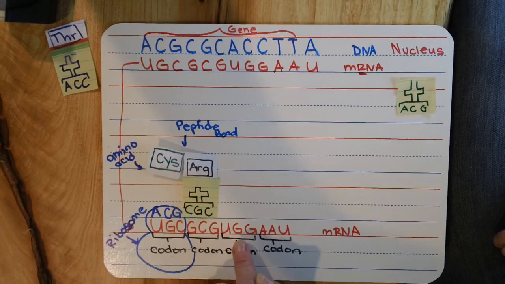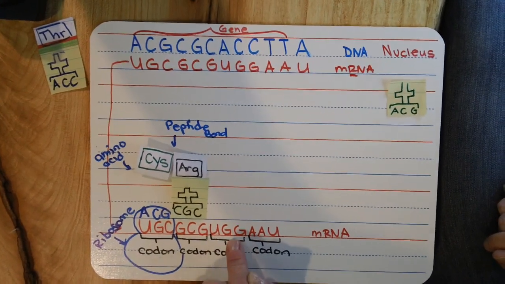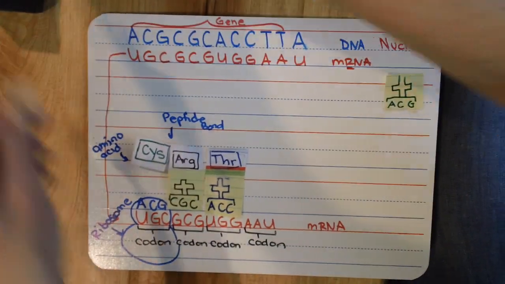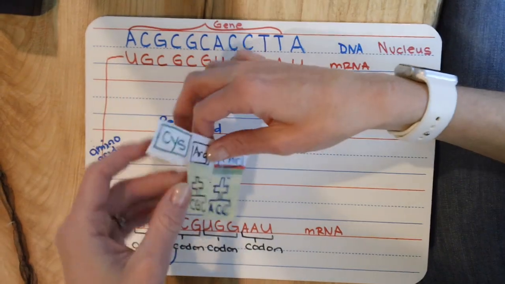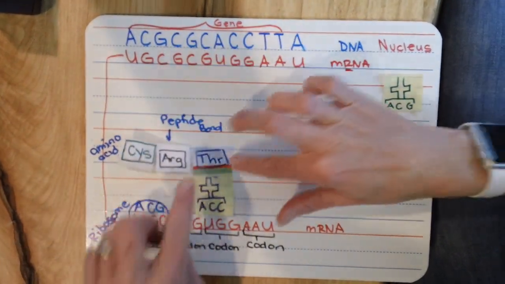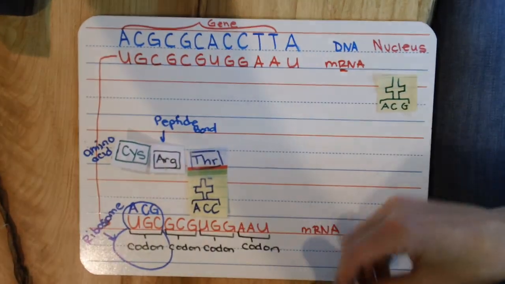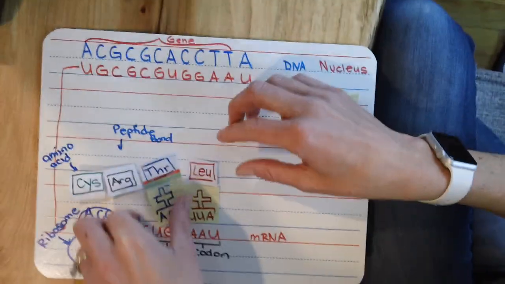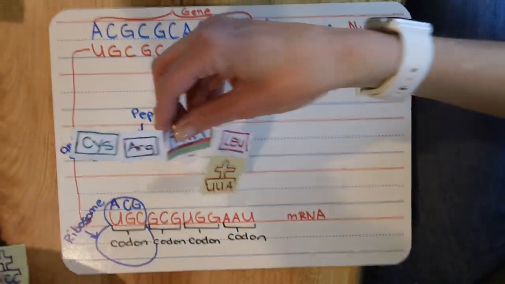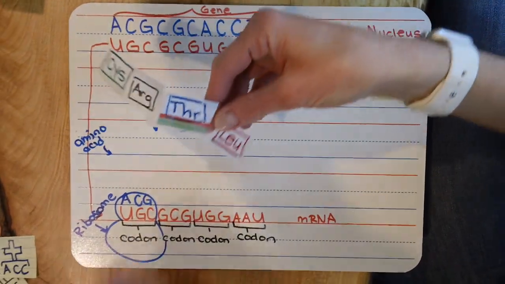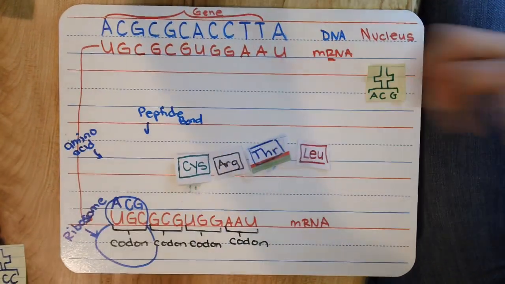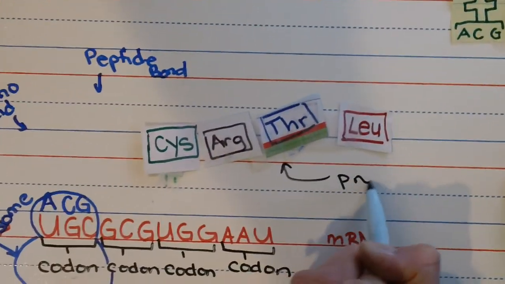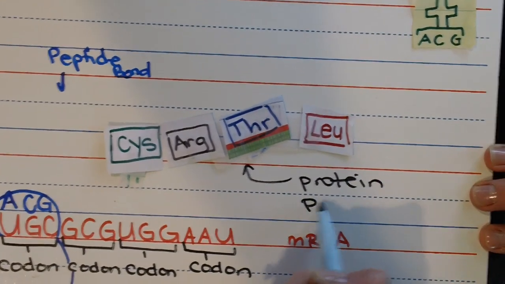All right, now I have UGG. So I'm going to look for ACC. ACC comes over. You're going to form that peptide bond. This tRNA now can leave. Now I have AAU, so I have UUA come over. I form that peptide bond. This tRNA leaves. Eventually there'll be a codon that codes for a stop, and now I have this molecule, a sequence of amino acids, and that is a protein, or if you remember, a polypeptide.